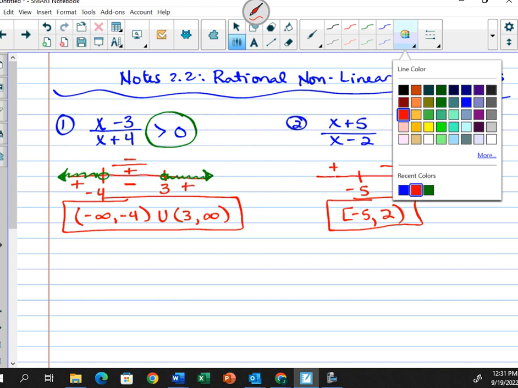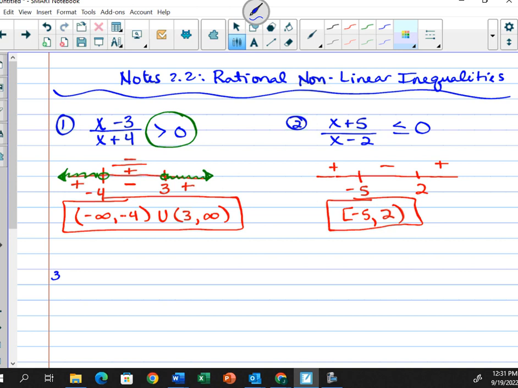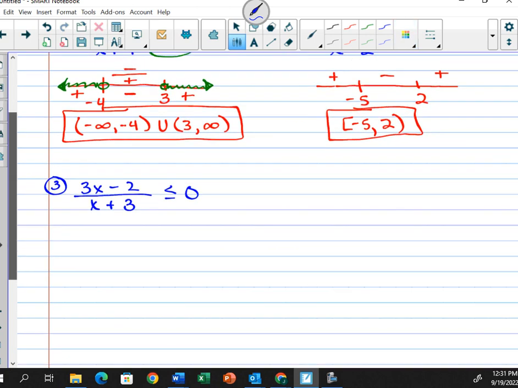Okay. Let's do one more where it's pretty straightforward here with just the 0 on one side, and then we'll add a little twist. 3x minus 2 over x plus 3 is less than or equal to 0. Try that one for me.